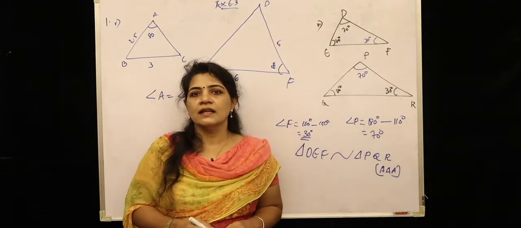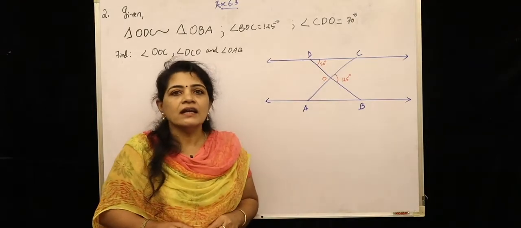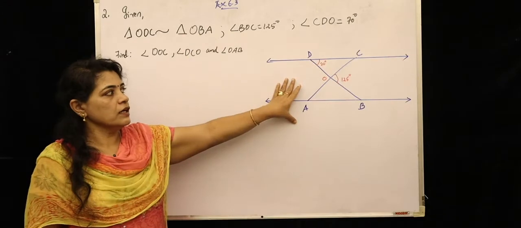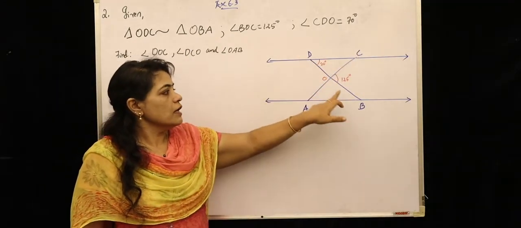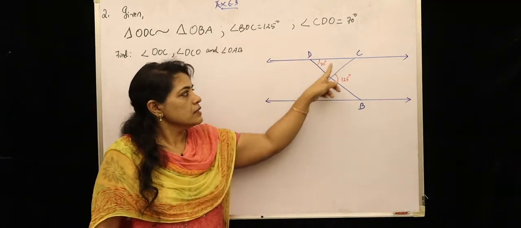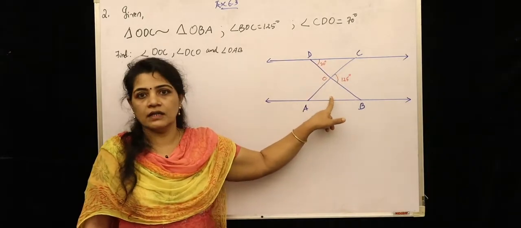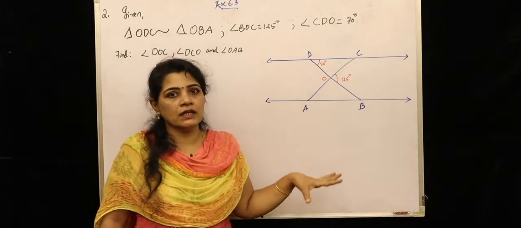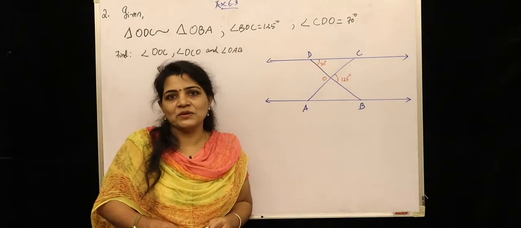Is it okay, children? Now the next question. Now we are solving the second question. Here we have given two triangles similar. In this figure, triangle COD is similar to triangle OBA. This triangle and this triangle are similar, that is given. That means you can apply that six elements.